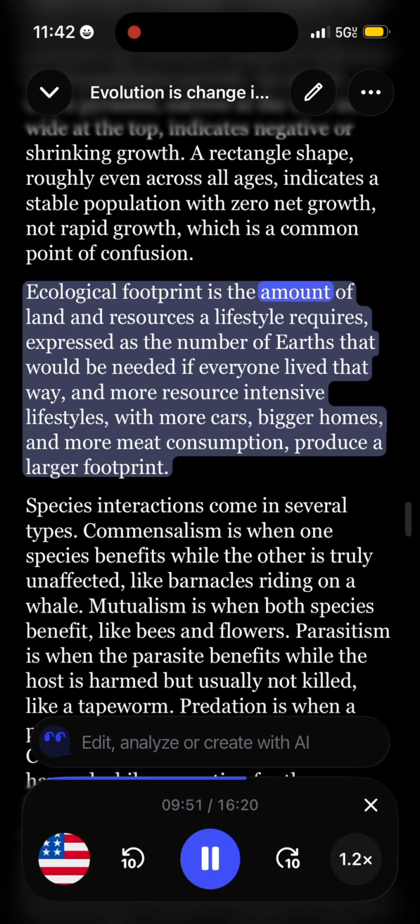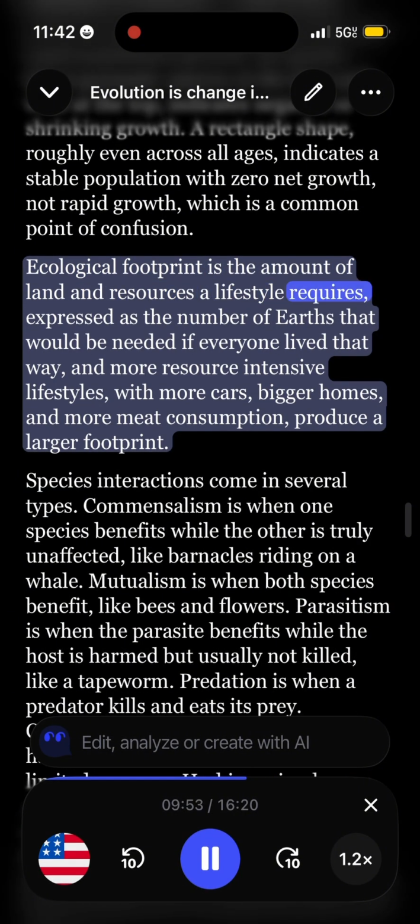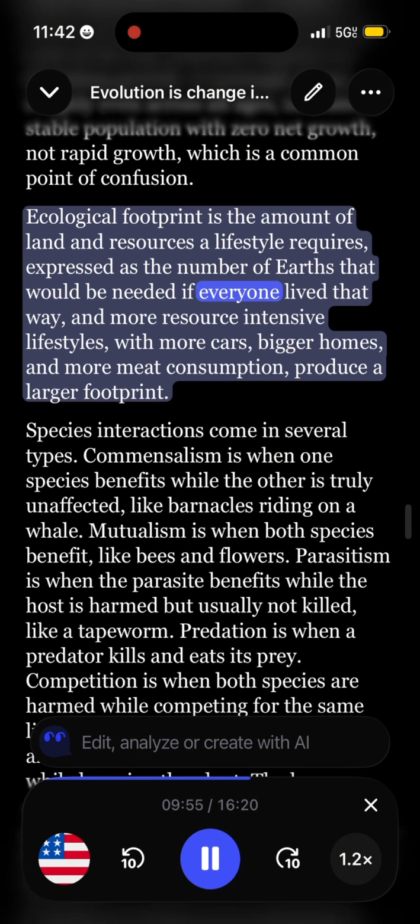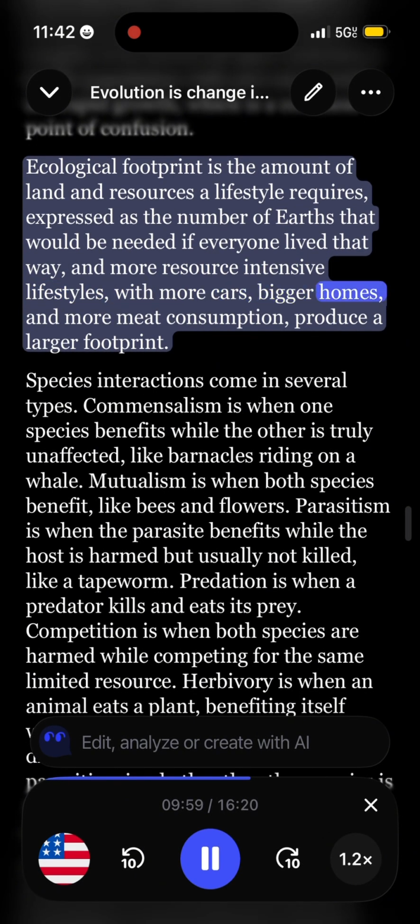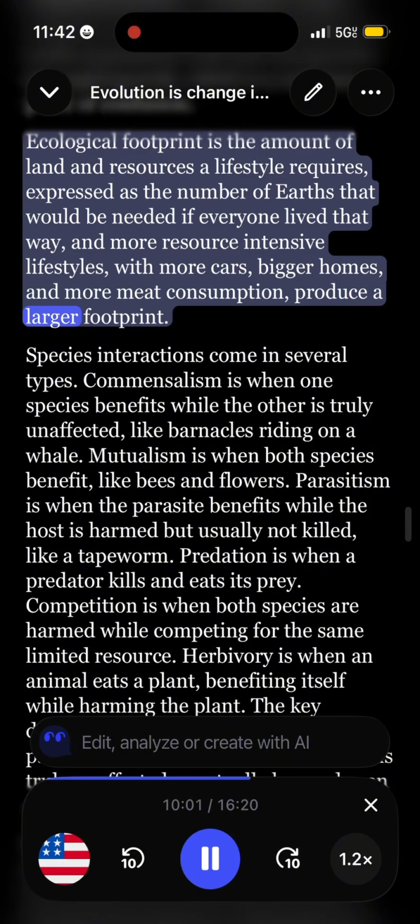Ecological footprint is the amount of land and resources a lifestyle requires, expressed as the number of Earths that would be needed if everyone lived that way, and more resource-intensive lifestyles, with more cars, bigger homes, and more meat consumption, produce a larger footprint.